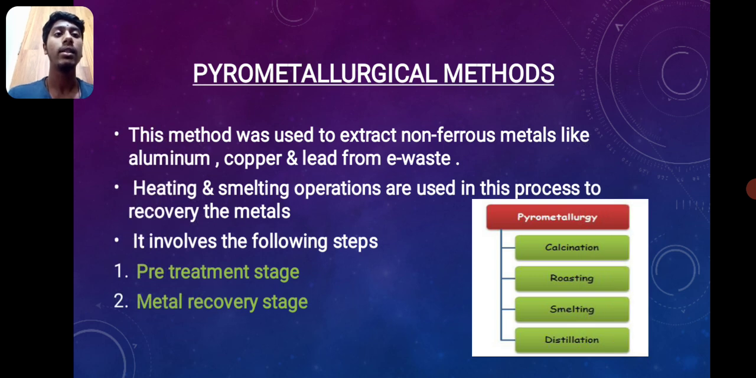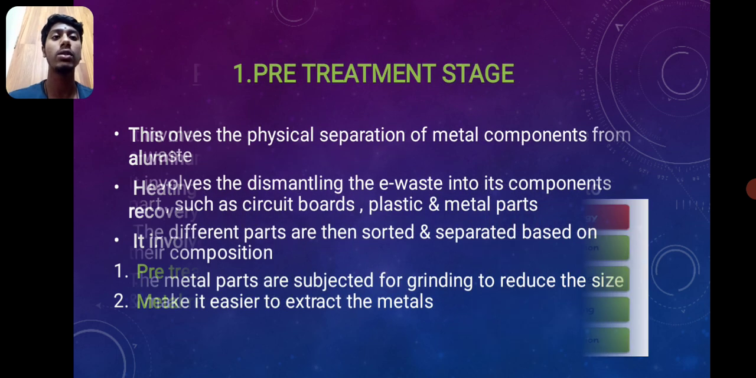And the second process is the pyrometallurgical method. This method is used to extract non-ferrous metals like aluminium, copper, and lead from electronic wastes. Heating and smelting operations are used in this process to recover the metals. Heating and melting are used to extract metals like aluminium, copper, and lead from the e-waste. It involves the following steps: pre-treatment stage and metal recovery stage. Let us discuss one by one.